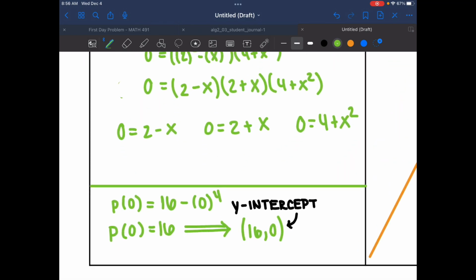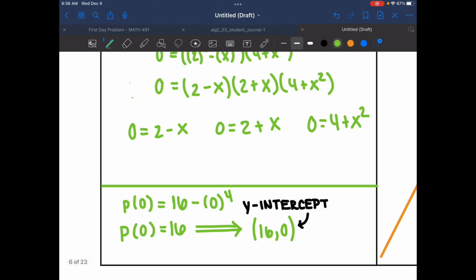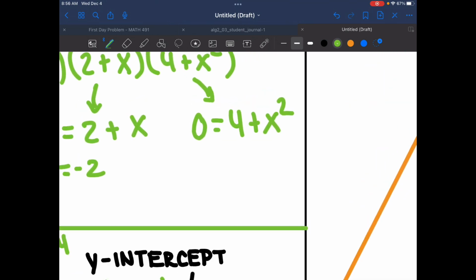So then you take each factor and you set each factor equal to 0. So let's go ahead and solve each factor. This is going to be x equals 2. This is going to be x equals negative 2. And this one I'm going to go ahead and work out a little bit more. So this is going to be negative 4 equals x squared.